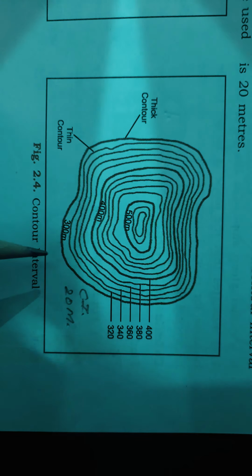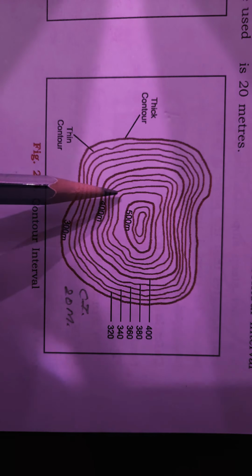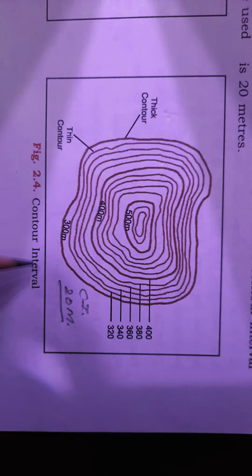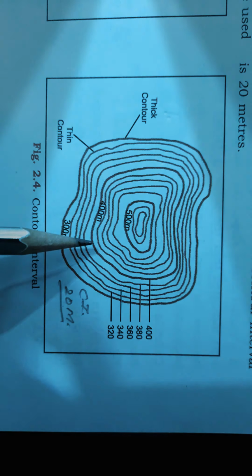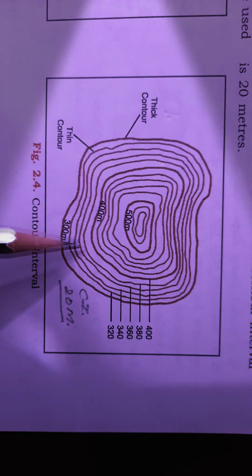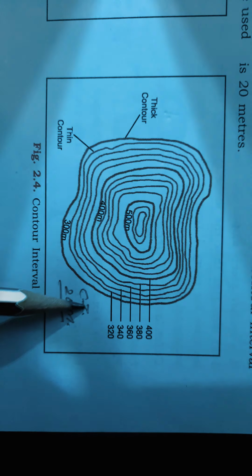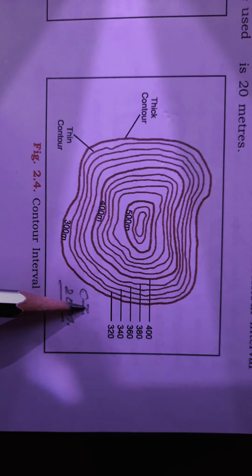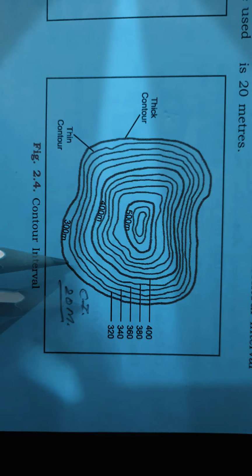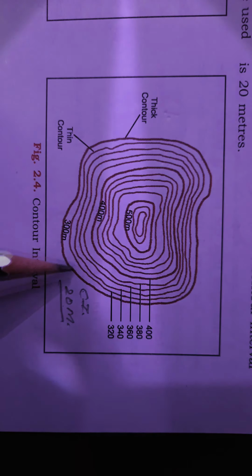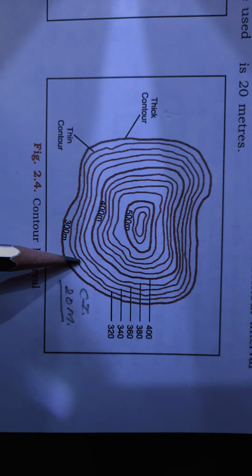So if a question asks what is the contour interval of this, the contour interval of the map is 20 meters, and it remains constant throughout the topographical map. Now the definition: what is the contour interval? Contour interval is the difference in height between two successive contour lines, and it remains constant throughout the topographical map.